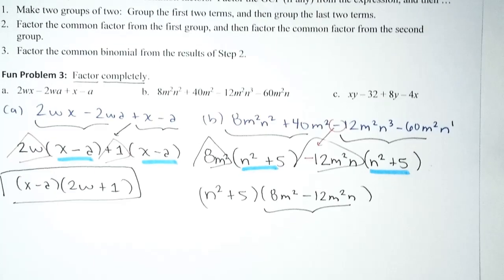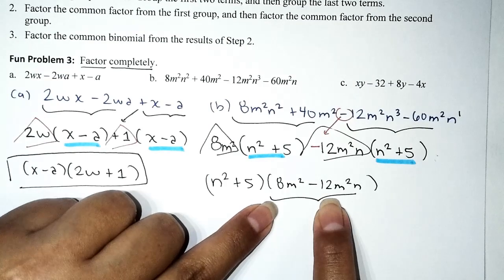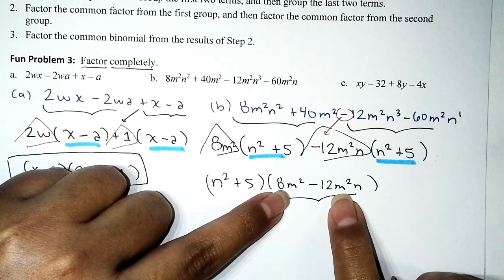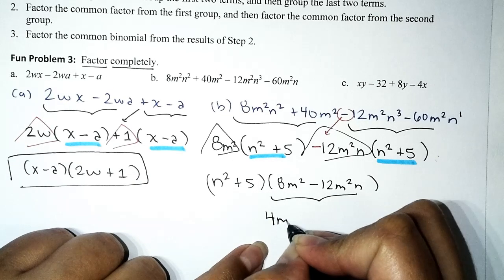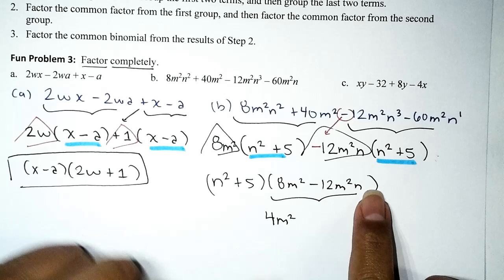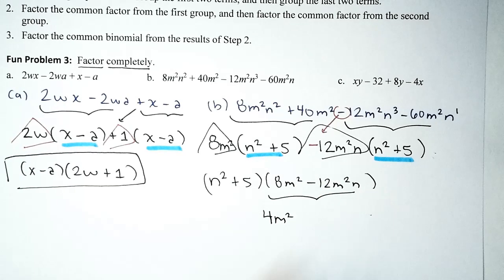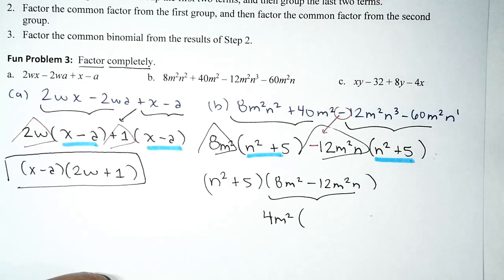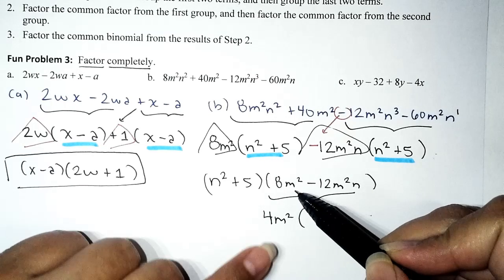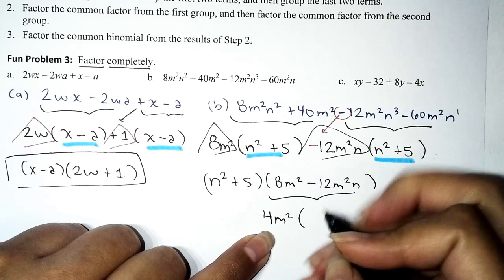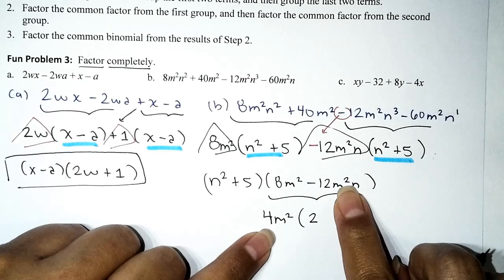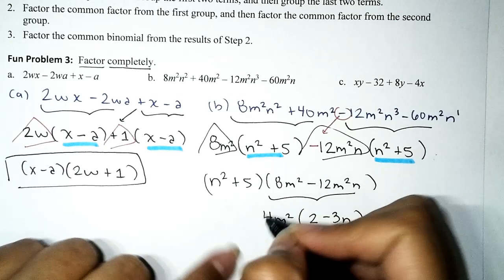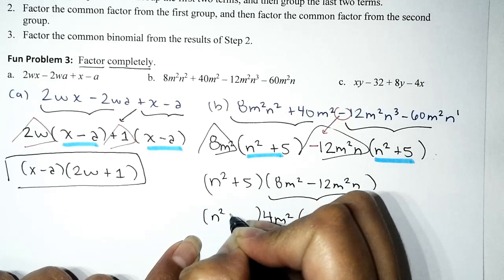So let's do this. 8 and 12 have a common factor of 4. The terms have some m's in common, namely 2, and no n's in common. So the GCF for this binomial factor will be 4m squared, and we show the reader what we're left with when we factor from the binomial. First term over GCF will give us 2. Second term over GCF will give us negative 3n. Cool? And then you can bring down the binomial factor.